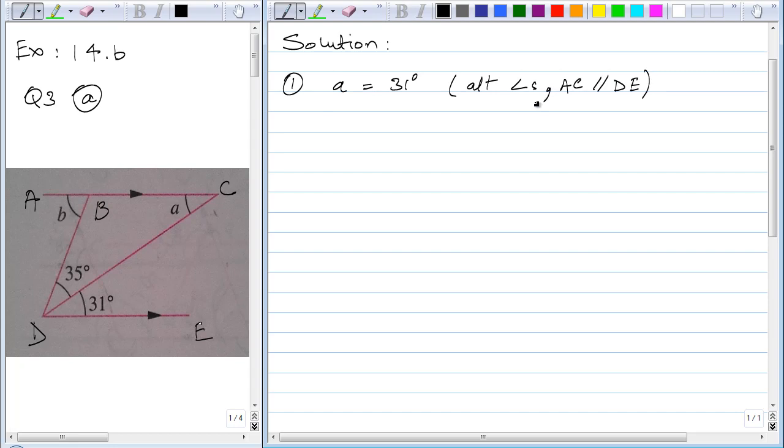That's all you have to do for A. The property or the reason that you have written in the bracket is good enough.